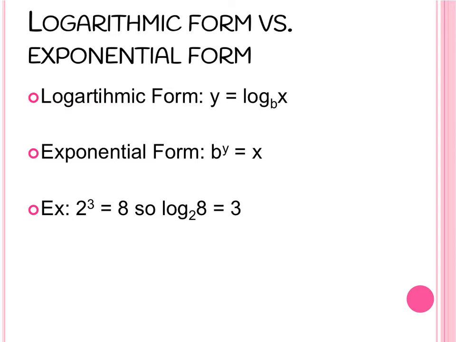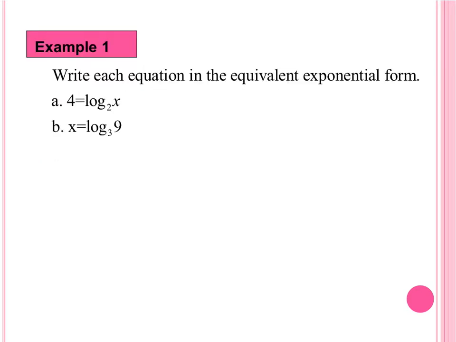Logarithmic form versus exponential form. These examples just show us that we can go back and forth between the two. If you do the little trick that I showed you, you have to start with y equals and you have to start with x equals. So this one doesn't start with x equals, so we would just make it start with x equals b raised to the power of y, and then you would just flip the y and the x. So here we have another example. 2 cubed is equal to 8, so therefore log base 2 of 8 is equal to 3. Write each equation in equivalent exponential form.